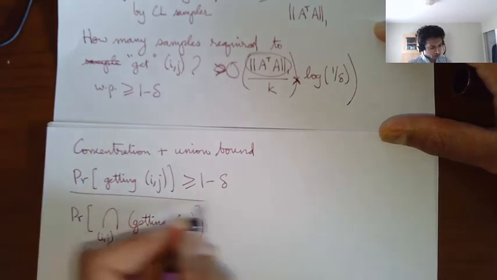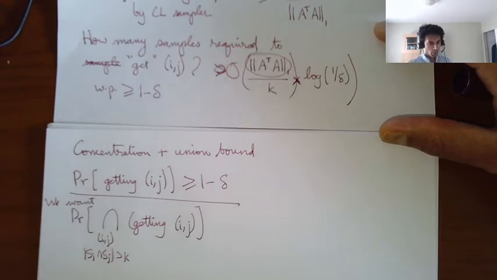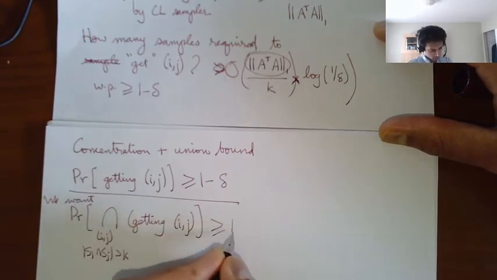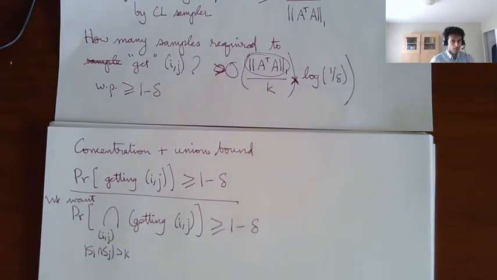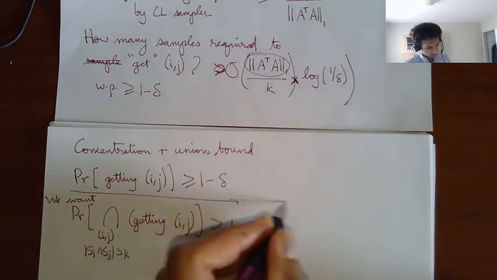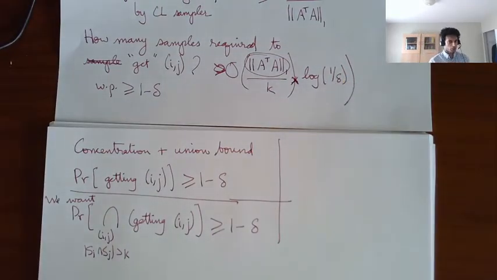This is what we got. What we want is this. So how are we going to get that? Does this make sense? The analysis so far just showed that this is what it takes to get a single ij, but you want to get all of them. So how many samples are you going to need to get everything?